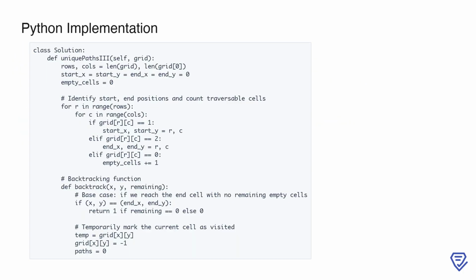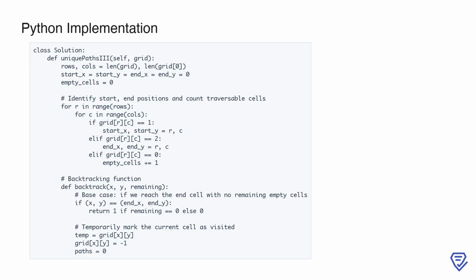Here, we begin by defining the function uniquePaths, which takes the grid as input. The first step is to determine the dimensions of the grid, represented by rows and cols. We then initialize variables to track the start and end positions, as well as a counter, empty_cells, to record the number of traversable cells in the grid.